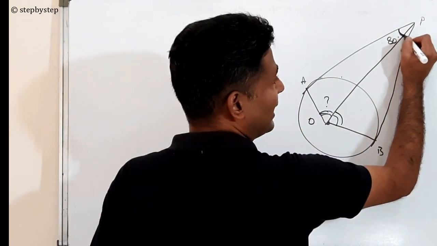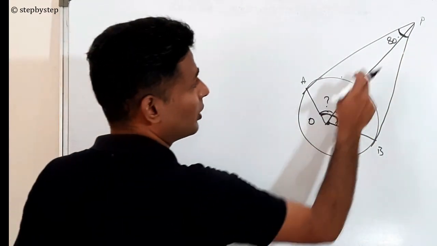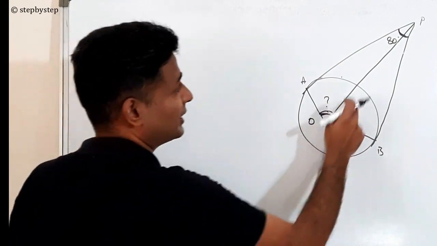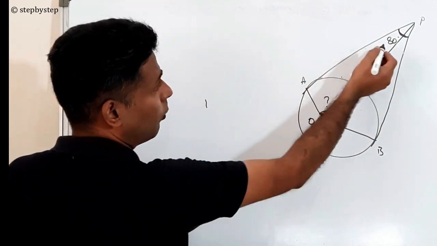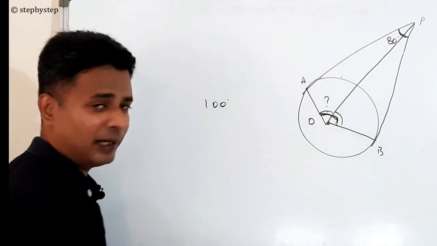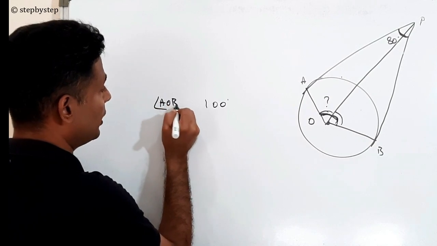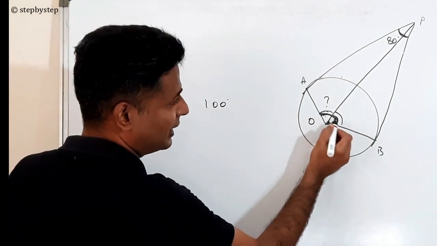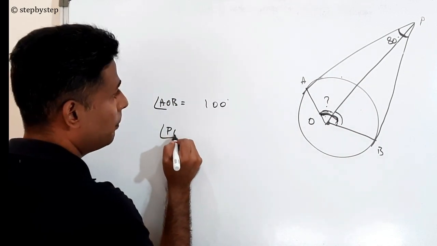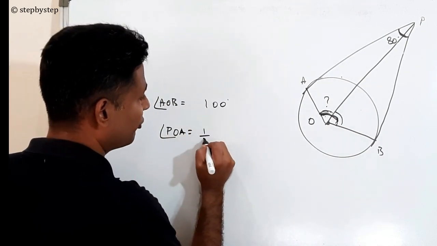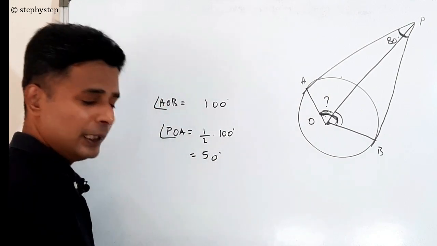Now this entire angle is 80. How much will this whole angle be? 180 minus 80, because these two are supplementary, right? If you remember, this plus this should give you 180. So this whole angle will be 180 minus 80, that is 100 degrees. So angle AOB equals 100 degrees. Now since this is equal to this, this angle will be half of the entire angle. So angle POA will be half of 100, right? Which is equal to 50 degrees.